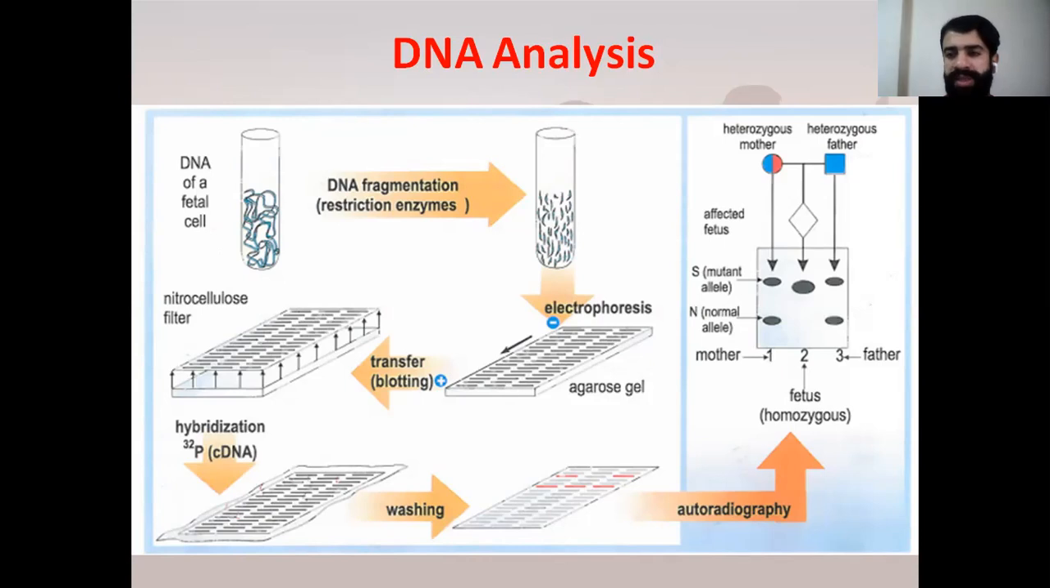This hybridization led to, for example, fluorescence, and we detect autoradiography, and we have this pedigree showing the heterozygous mother, heterozygous father, and showing the fetus, where we have both mutant allele and normal allele, and the fetus result.